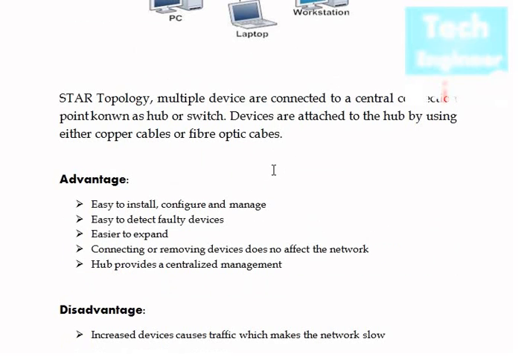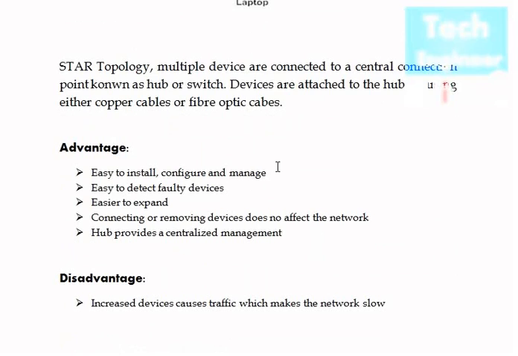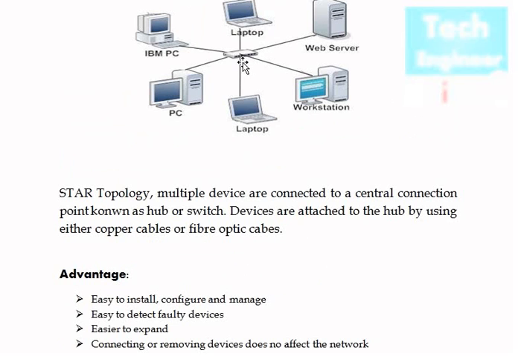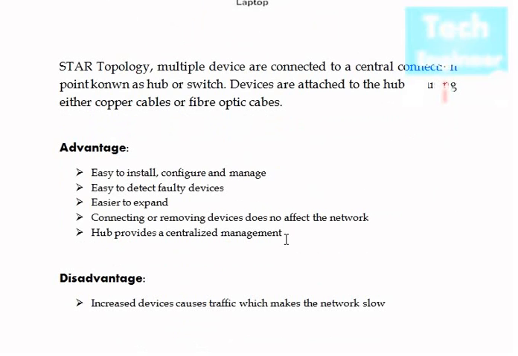The advantages: easy to install, configure and manage, easy to detect faulty devices, and easier to expand. Since the hub or switch is connected, that's the reason for the smartness to detect problems in the network. Connecting or removing a device does not affect the network. For example, if this laptop is removed, the network will continue as before. The hub provides centralized management.